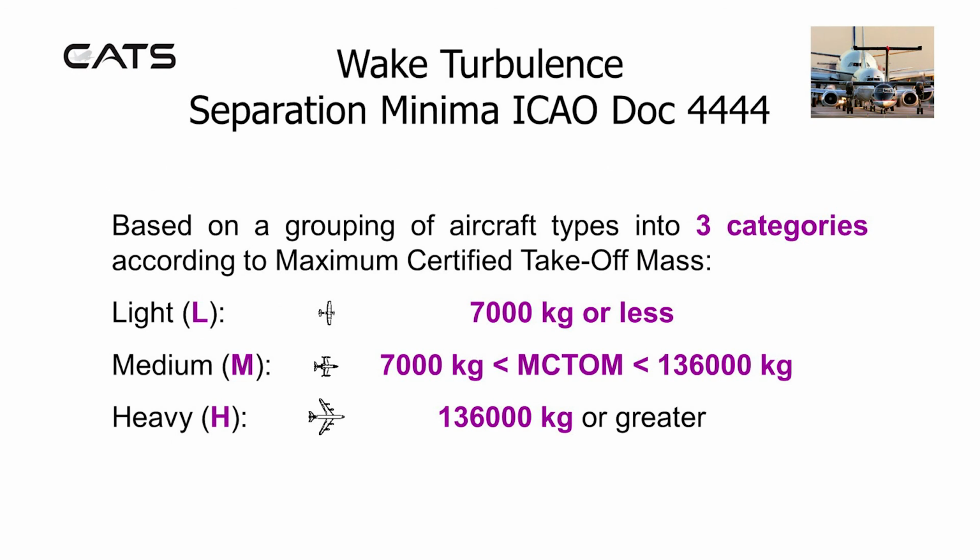Wake turbulence separation minima. ICAO Doc 4444. Based on a grouping of aircraft types into 3 categories according to maximum certificated takeoff mass, light is 7,000 kilograms or less, medium is greater than 7,000 and less than 136,000 kilograms, and heavy is 136,000 kilograms or greater.